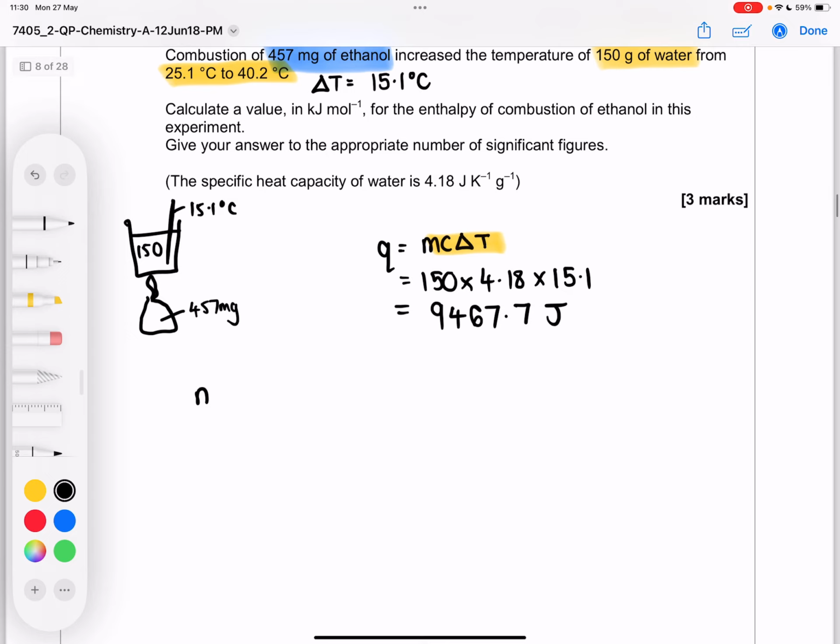You need to know how many moles of ethanol it took to create that heat. So it took 457 milligrams, but remember, to work out moles, you need to turn milligrams to grams. Then we need to add up the Mr of ethanol, which is 46. We'll do that on our calculator.